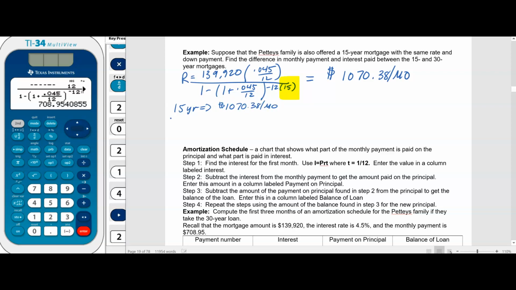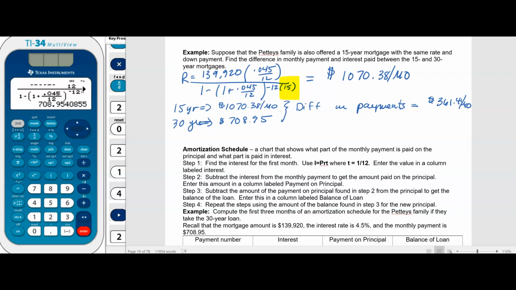Just to put that in perspective, a 15-year mortgage has a monthly payment of $1,070.38 a month. Our 30-year mortgage, which we calculated on the previous page, was $708.95. So the difference in monthly payment, if we subtract those two, is $361.41 a month. So that's significant, but the question is, can this family afford it? Because they will save a ton of money.